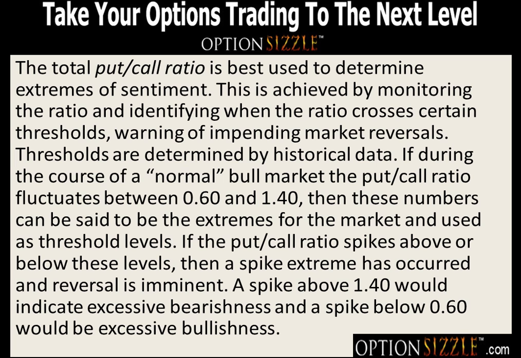If during the course of a normal bull market, the put-call ratio fluctuates between 0.60 and 1.4, then these markers can be said to be the extremes for the market and used as threshold levels. If the put-call ratio spikes above or below these levels, then a spike extreme has occurred, and a reversal is imminent. A spike above 1.4 would indicate excessive bearishness, and a spike below 0.6 would be excessive bullishness.